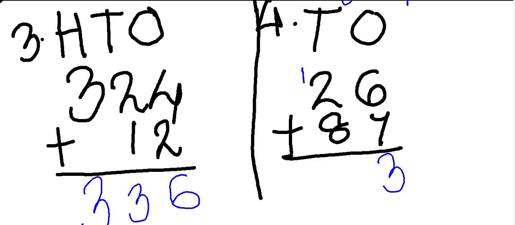In the tens house, now it's 8 plus 2 equals 10. And 10 plus 1 equals 11. So our answer will be 113. 113 is the answer for sum number 4.